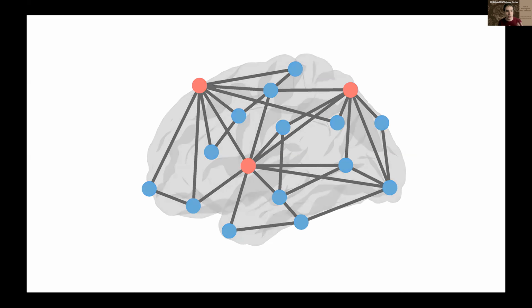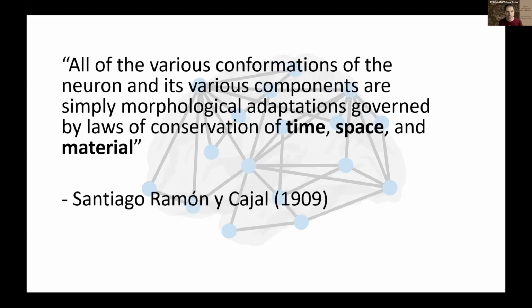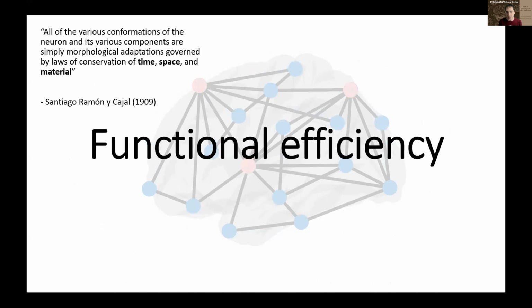This question was originally considered by Santiago Ramón y Cajal, arguably at the dawn of modern neuroscience. He proposed these 3 laws of conservation governing how neuronal connectivity forms. These laws are of time, space, and material. The conservation of time means the nervous system develops to minimize neuronal conduction delay, meaning a nervous system needs to promote efficient communication or have some kind of functional efficiency. The latter 2, space and material, indicate the need to minimize metabolic demands.